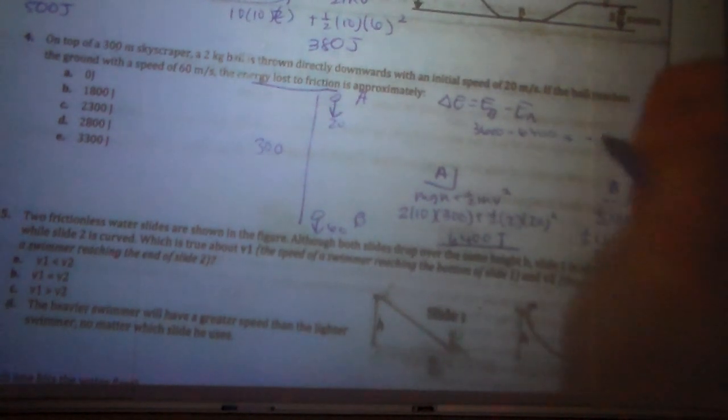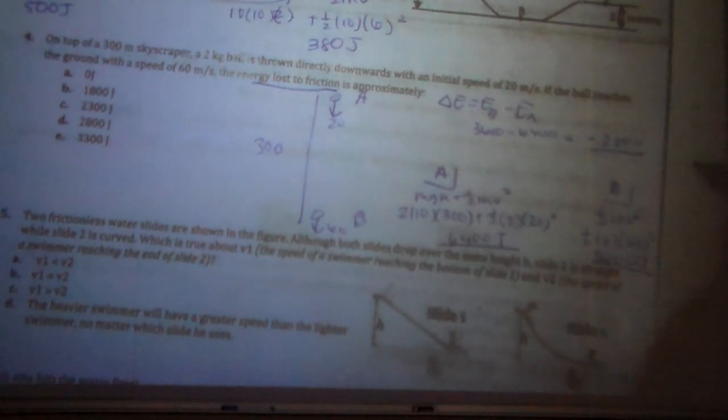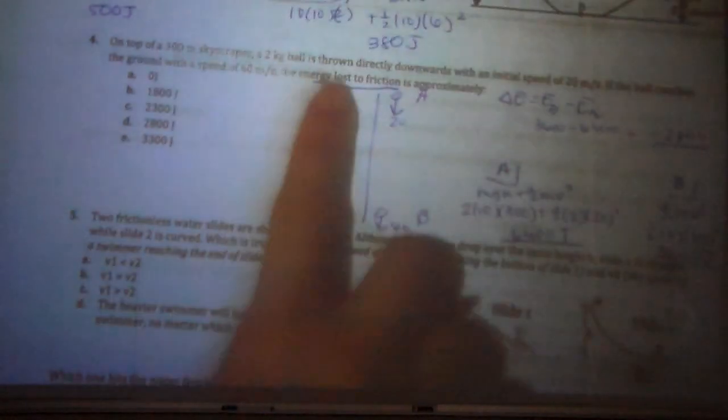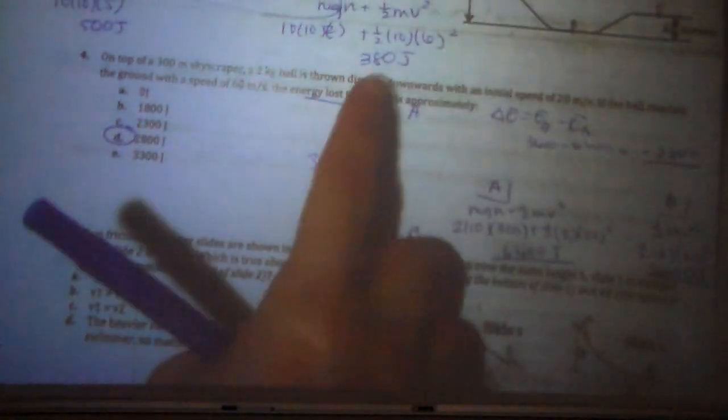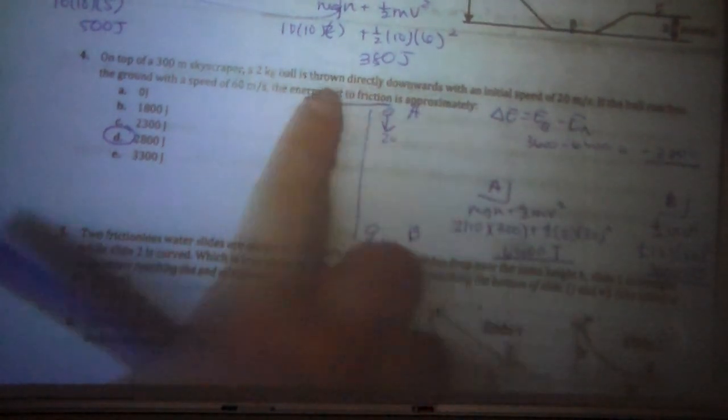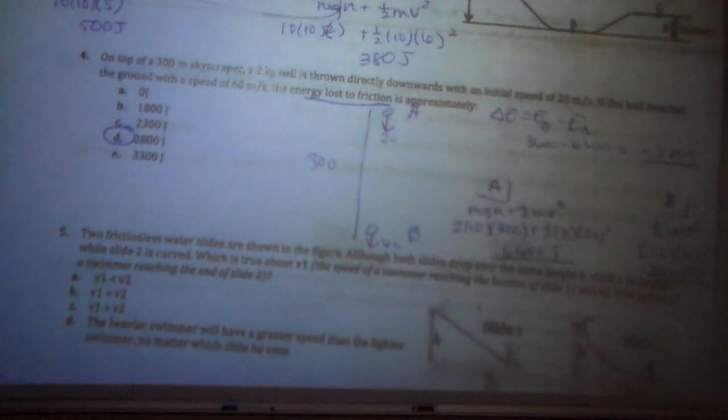So that means I lost 2,800 joules. And then it says how much energy is lost. So that's D. If you're like, why isn't that negative? If I say I lost $5, I don't say I lost negative $5, right? The lost is telling me that it's a negative change.